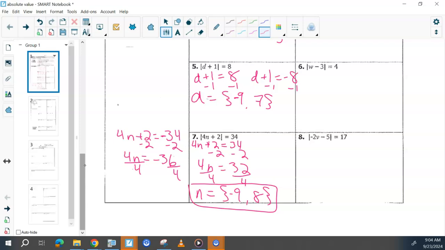Questions on that one? Are there any others on this side that we want to go over before we go into the back? If not, go on to the back.